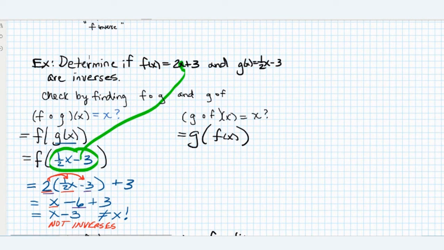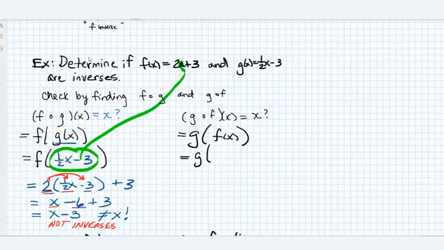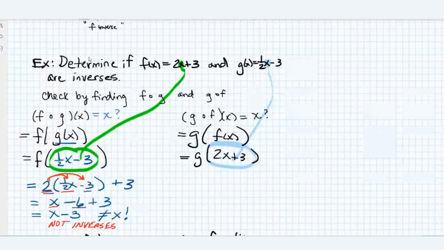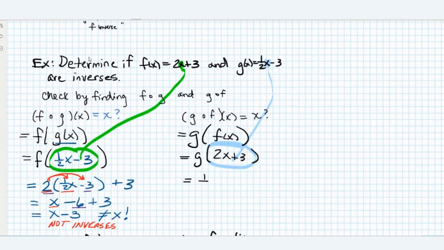So, okay, it looks like you guys are finishing up. So here we go. So we're going to replace f of x with what it's equal to, which is 2x plus 3. And then we're going to take that 2x plus 3 and we're going to plug it into g, replacing x with that quantity. So we're going to have 1/2 of 2x plus 3, minus 3. Okay, so now we're going to distribute the 1/2 through the parentheses. 1/2 times 2x is just going to be x. 1/2 times 3, thinking of it as 3 over 1, and multiplying straight across, we'll have 3/2. And then we're going to do minus 3.